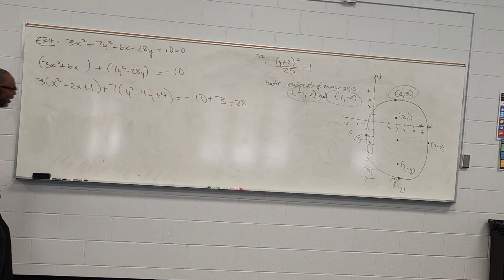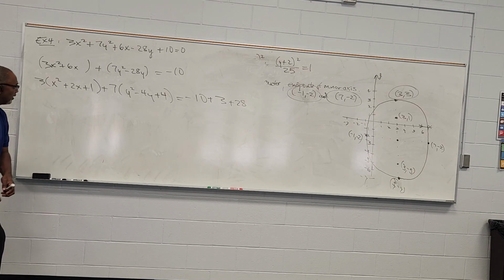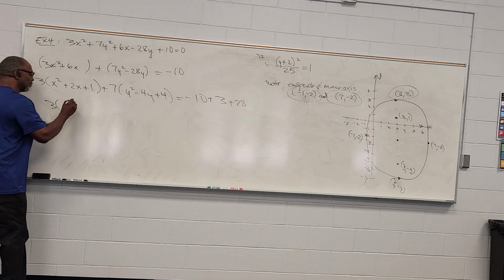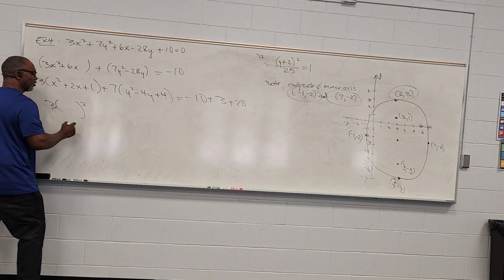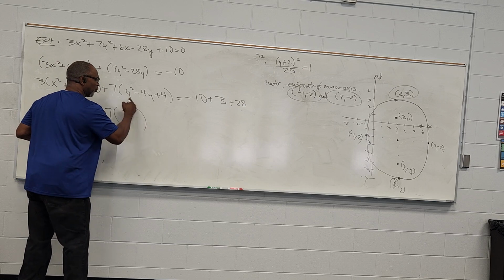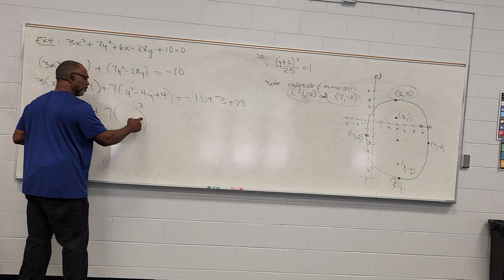So there's where I'm at. I've completed the square on the x terms, and I've completed the square on the y terms. I completed the square here, so I have a perfect square trinomial here, and I completed the square there, so I'm going to have a perfect square trinomial there.